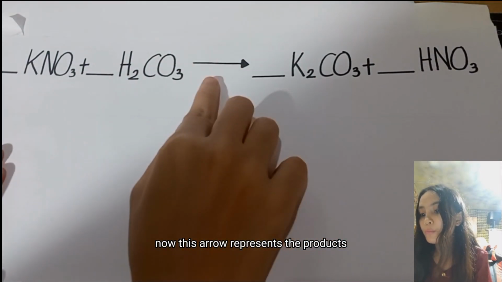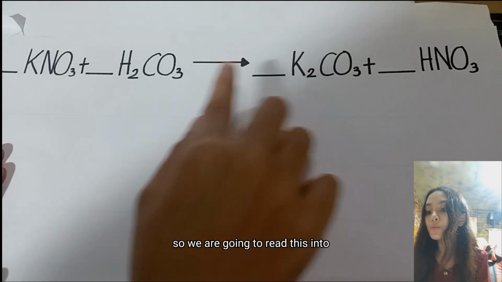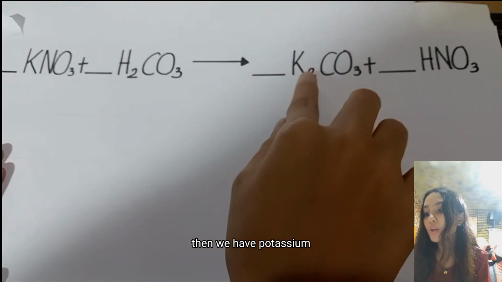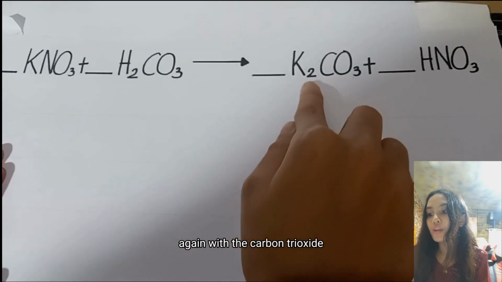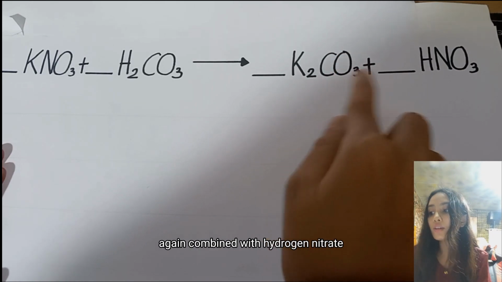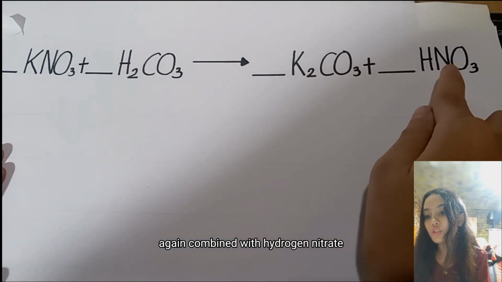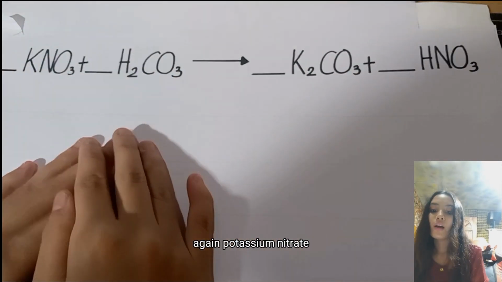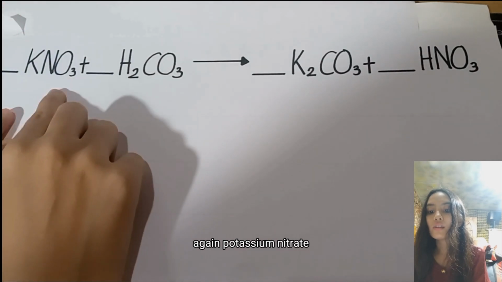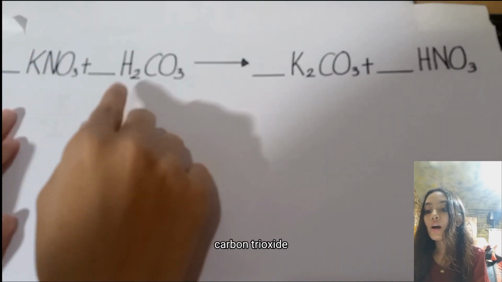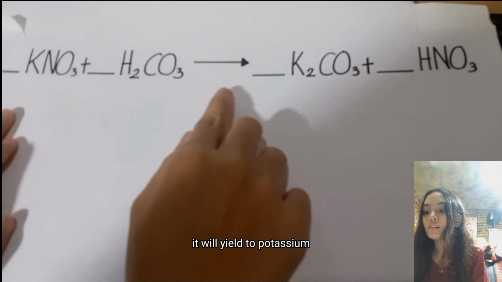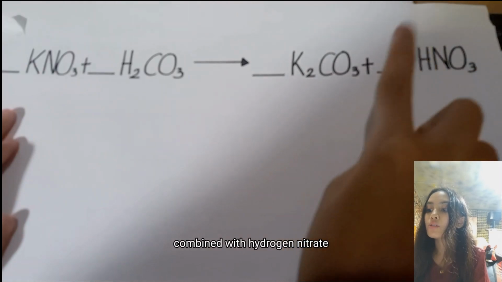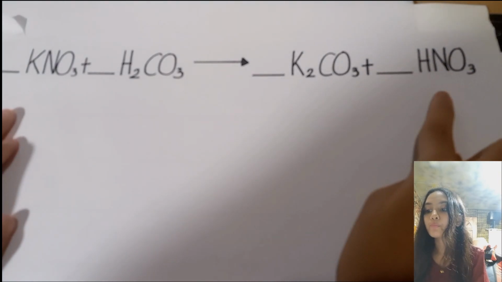Now this arrow represents the products. So we are going to read this as "will yield to." Then we have potassium again with the carbon trioxide, again combined with hydrogen nitrate. If we're going to read this properly again, potassium nitrate combined with hydrogen carbon trioxide will yield to potassium carbon trioxide combined with hydrogen nitrate.